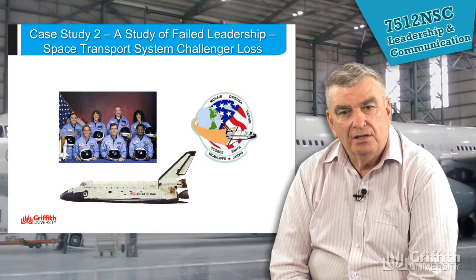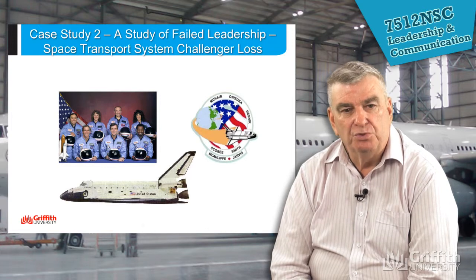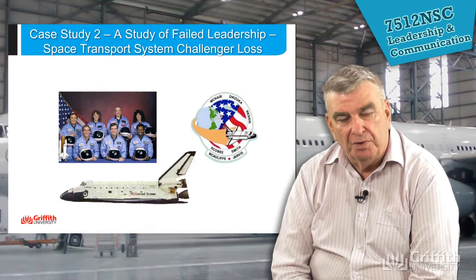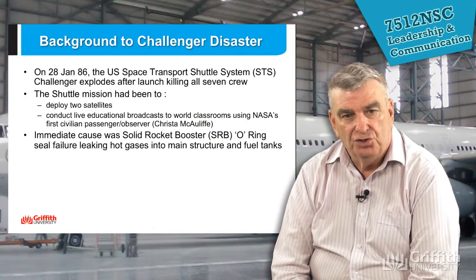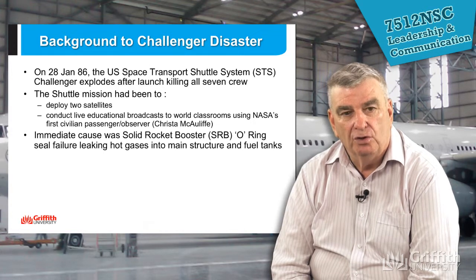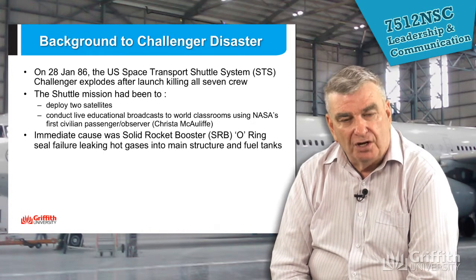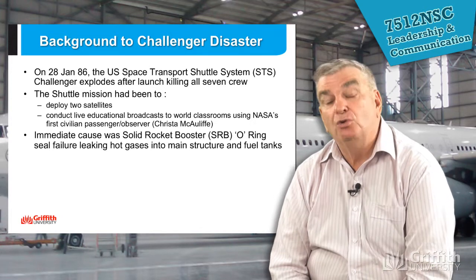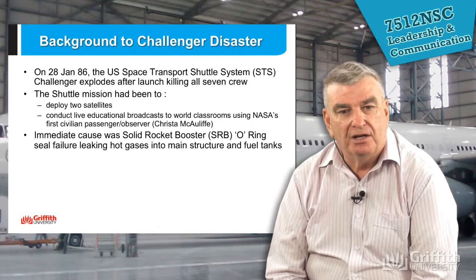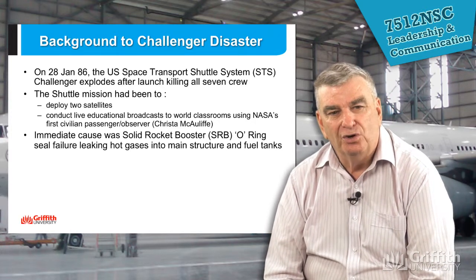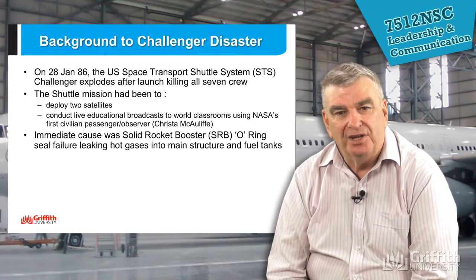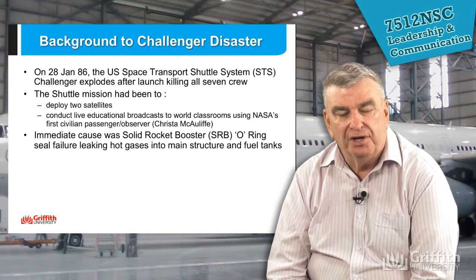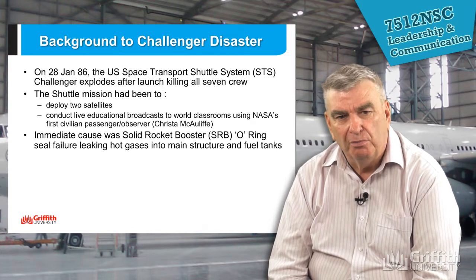The next thing is the Space Shuttle Challenger loss. And this was a very sad loss where 7 astronauts were lost when the spaceship Challenger and its system exploded after takeoff, killing all the 7 crew. And the thing is that this shuttle mission was to deploy 2 satellites, but importantly, it was carrying the first civilian into space, a school teacher, Christa McAuliffe, and she was going to conduct broadcasts live to the rest of the world. So this had a lot of publicity. Media was really onto it. It was a big thing.